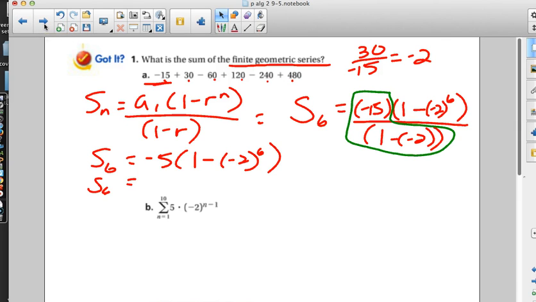Parentheses 1 minus parentheses negative 2, parentheses 2 to the 6, parentheses, bam, 315. Now, easy enough to check, because like we said, they're all sitting right there. We could just punch them all in and make sure we get 315. But the points for the test are going to come from all of this.